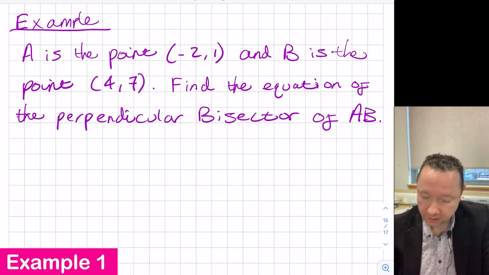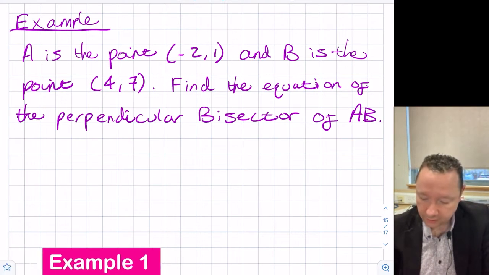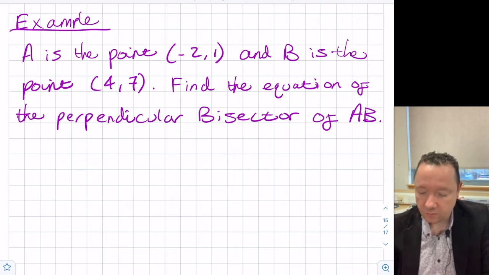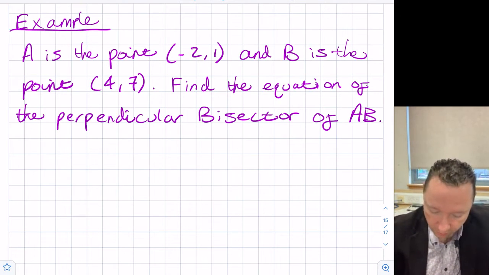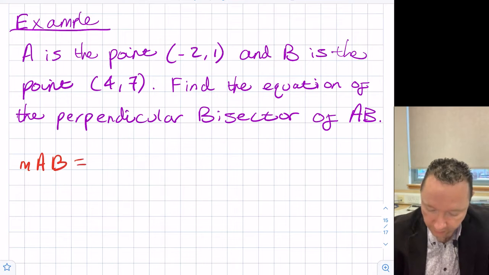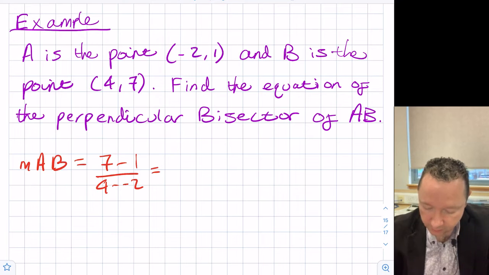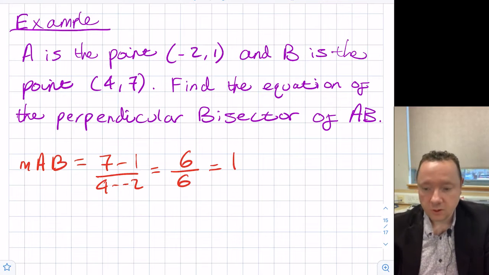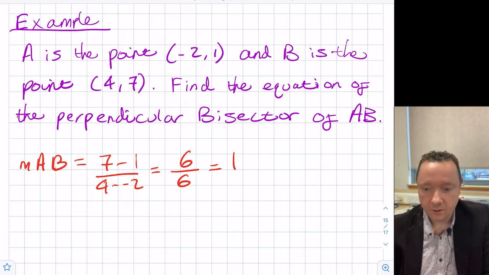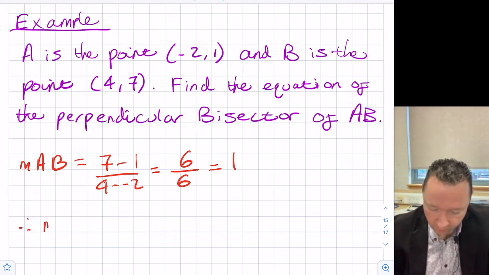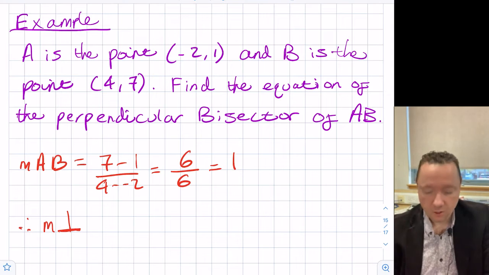A is the point -2, 1. B is the point 4, 7. Find the equation of the perpendicular bisector of AB. So step 1, we're going to have to find the gradient of AB. So our gradient of AB, very easy, is 7 minus 1 over 4 minus -2. That's 6 over 6, which is 1. Nice and simple. So since we know that that is 1, we can automatically know the gradient of the perpendicular. So therefore, the gradient of our perpendicular line is going to be -1.